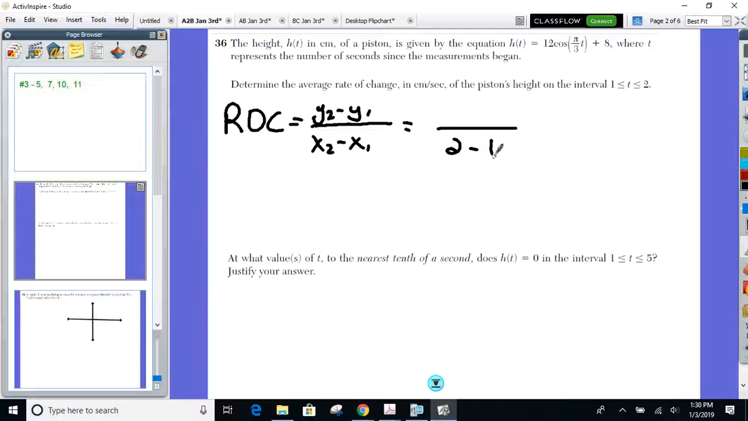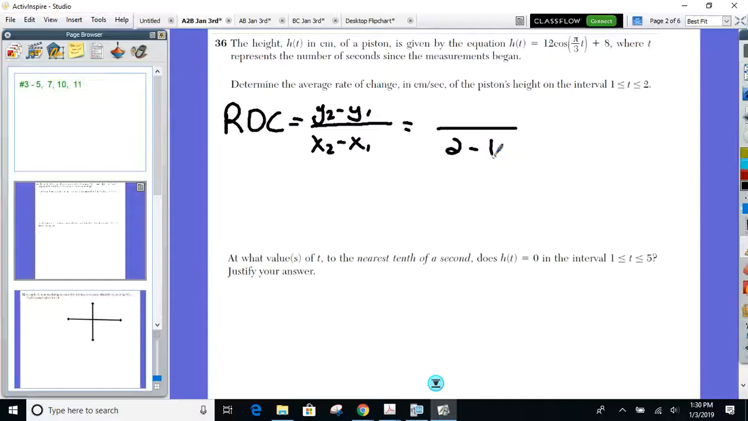You're going to have to find the y values all the time. So what is the y value when x equals, or in this case, t equals 2? What's the y value when t equals 1? How do I find those values? Whatever equation they give me, I take 2 and 1 and plug it in for t.